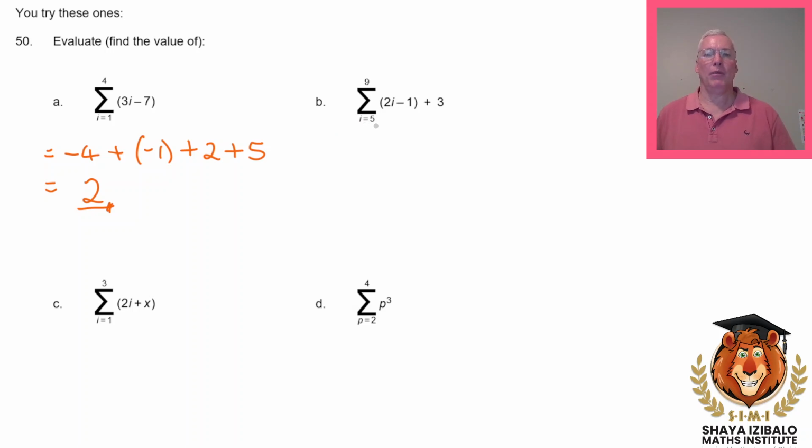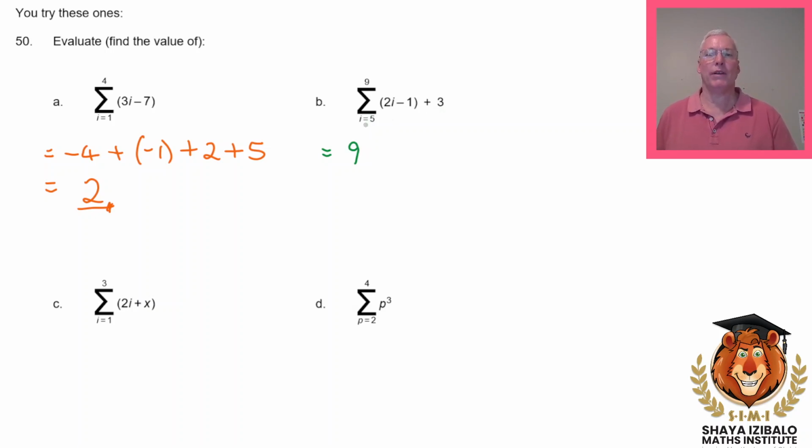So this time, we're not starting at 1. That's interesting. We're going to start with i being 5. 2 lots of 5 is 10, minus 1 is 9. All right. And then notice I'm not saying plus 3, and we'll talk about that.